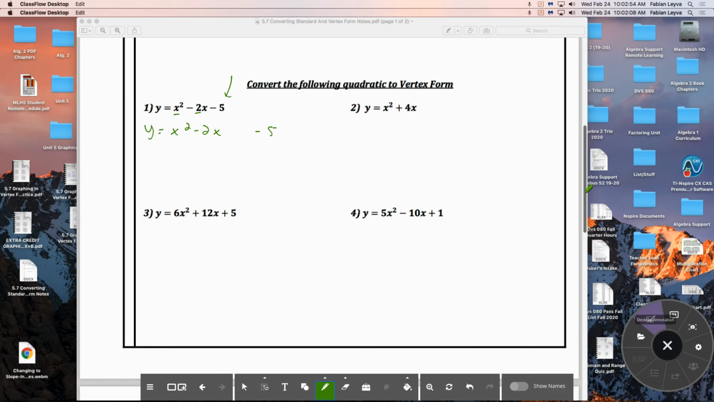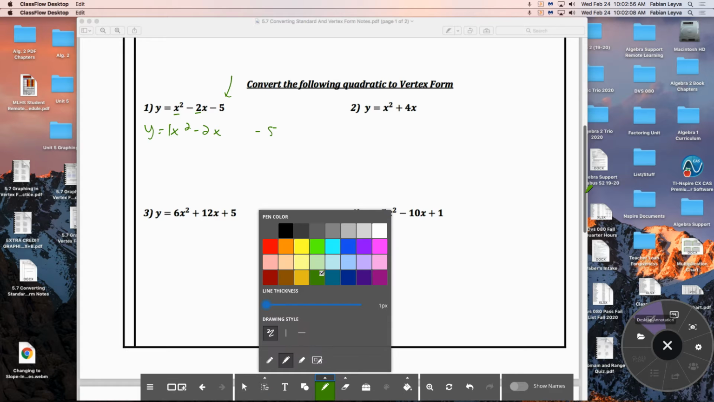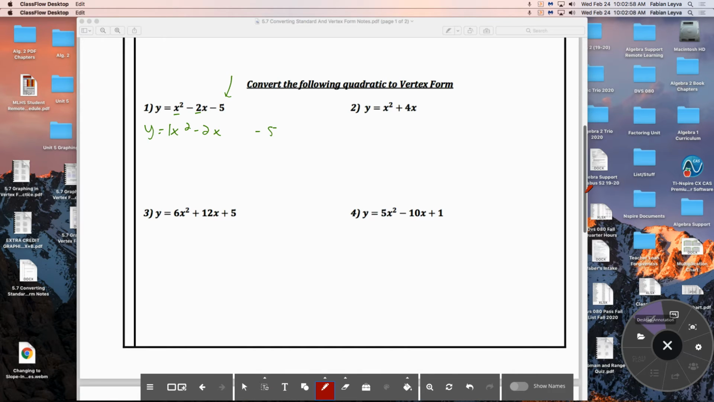Now, in order to complete the square, your leading coefficient has to be a 1, which it is in this situation. Then you take half of the middle term. In this situation, it's a negative 2. Let's divide it by 2, which gives me a negative 1, and let's square it. Negative 1 squared is a positive 1. So that is my magical number that I need in order to make this a perfect square trinomial. So here I go. I'm going to add 1.